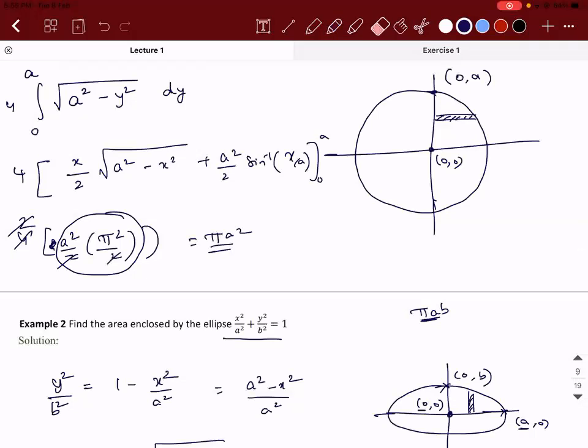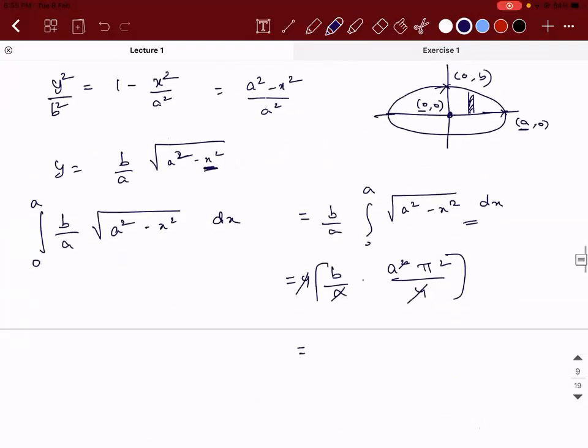I made a mistake. It is not pi square by 2. It is pi by 2. Here also it is pi a square into pi by 4. So this will be equal to pi into a into b. Is that clear, guys? Yes.